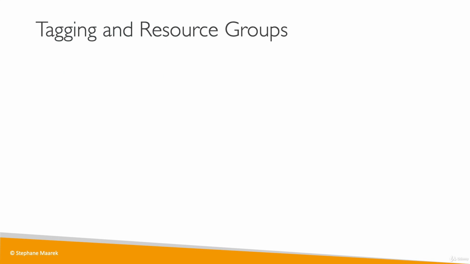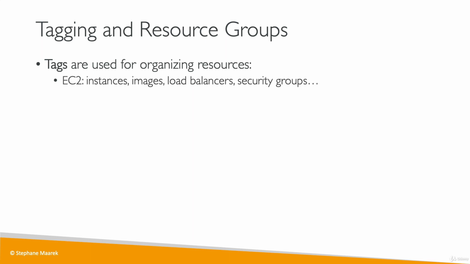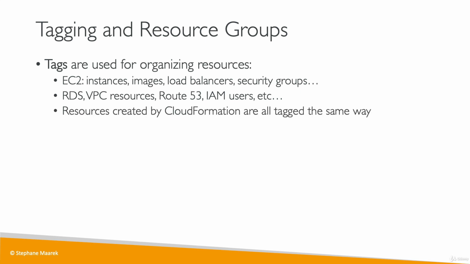You can use tagging as well to create groups. So tags are used for organizing resources, for example, your EC2 instances, your images, your load balancers, your security groups, your RDS databases, your VPC resources, Route 53, your IAM users, etc., etc. And if we create resources through CloudFormation, they will all be tagged the same way if you remember it from the CloudFormation hands-on.